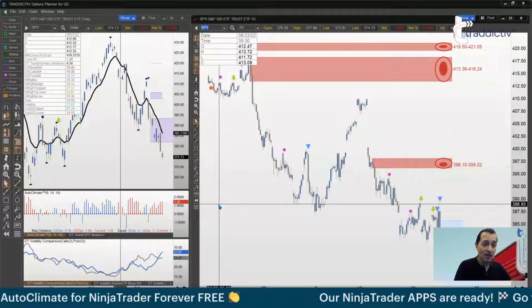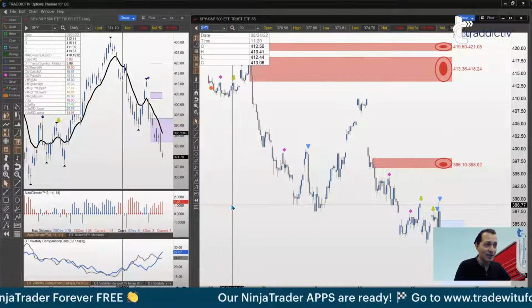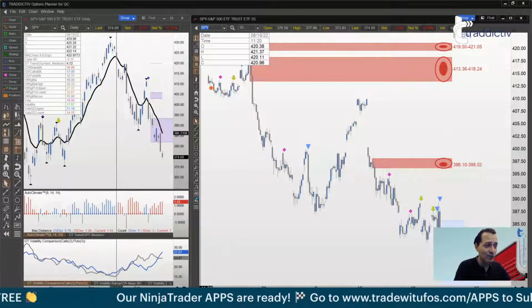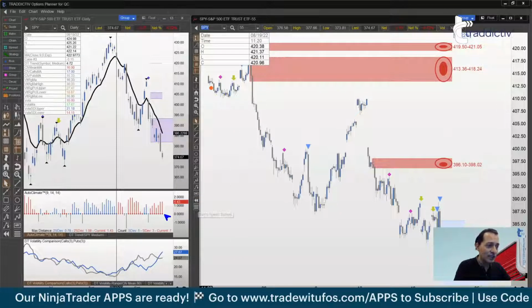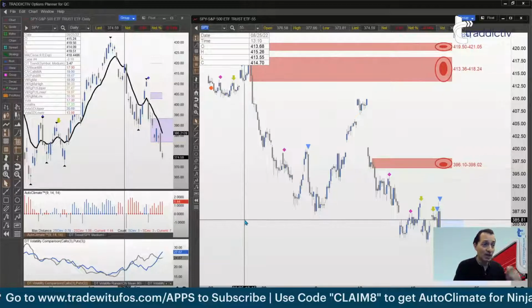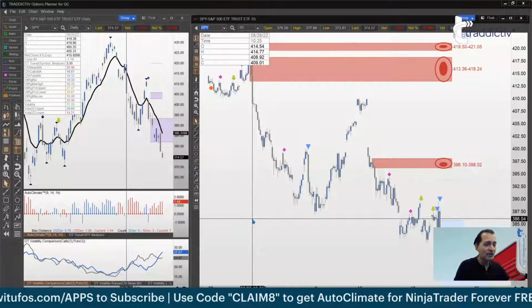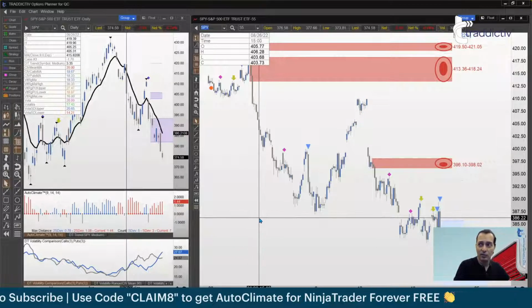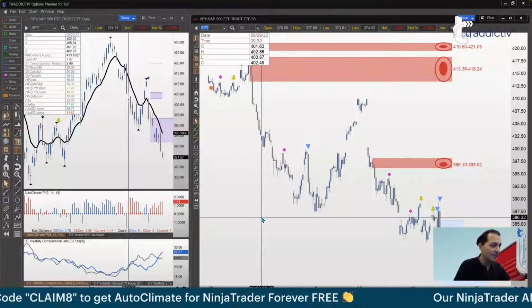So start getting ready, start loading the gun, but no time to shoot yet because we are still in a down climate. We need to see that change. We need to align all those various market forces in our favor to have higher quality, higher probability trades. So let's keep that in mind.